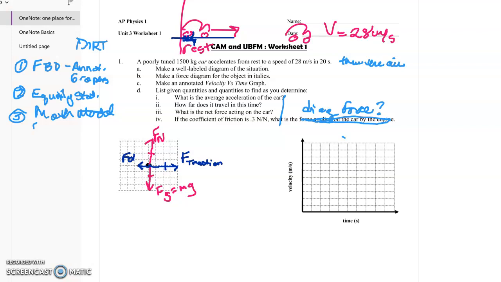Let's see, annotated V versus T graph. So what we have is an unbalanced force. So now we need to do equality statements, right? So the sum of all the forces in the X is going to equal M.